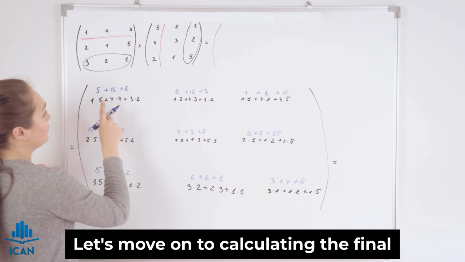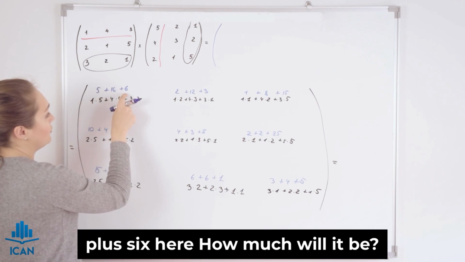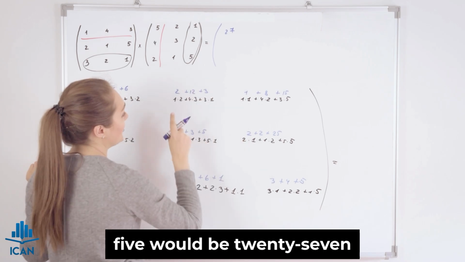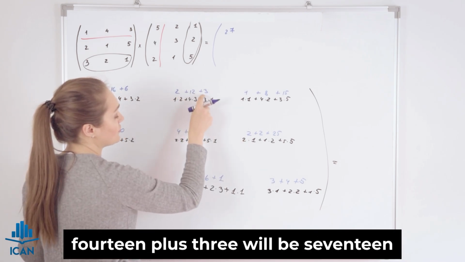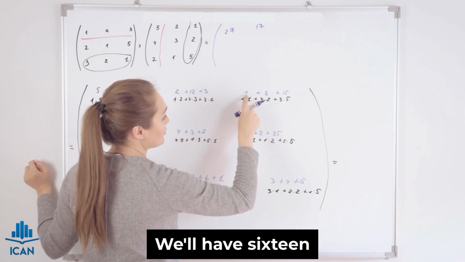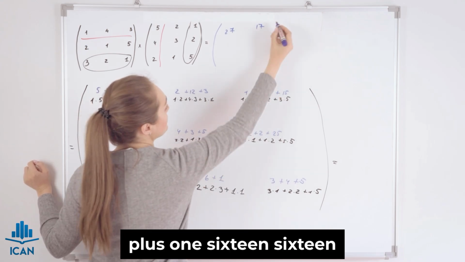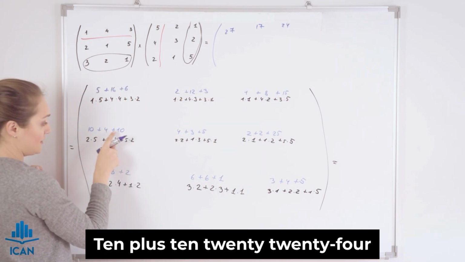Let's move on to calculating the final answer. So we'll have 16 plus 6 here. How much will it be? 22. 22 plus 5 would be 27. 12 plus 2, 14. 14 plus 3 will be 17. We'll have 16 here, won't we? 15 plus 1, 16. 16 plus 8 is 24. 10 plus 10, 20. 24.